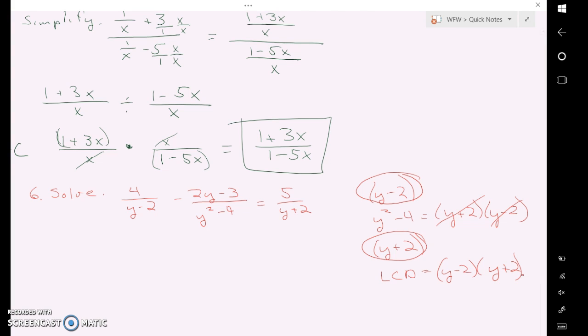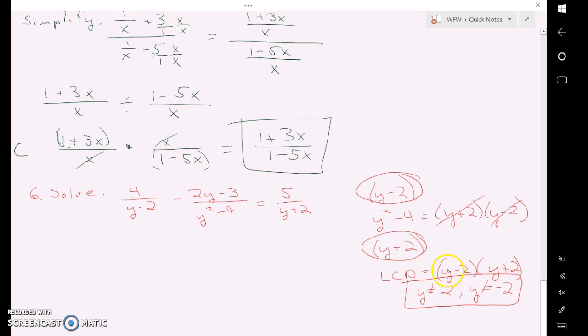We also have to figure out what values of y won't work because it'll make things undefined. So if this denominator becomes 0, we have an undefined problem because denominators cannot be 0. So if y is equal to 2, it'll make it 0, and if y is equal to negative 2, it'll make it 0. So y cannot equal those values, and we need to keep that in mind so that when we get our answer, we can check it against this and make sure our answer is all right.